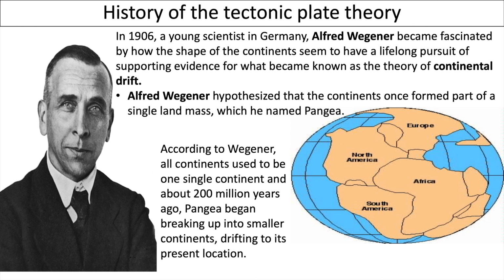According to Wegener, all continents used to be one single continent, as you can observe in the image to the right. About 200 million years ago, Pangaea began breaking up into smaller continents, drifting to their present locations.